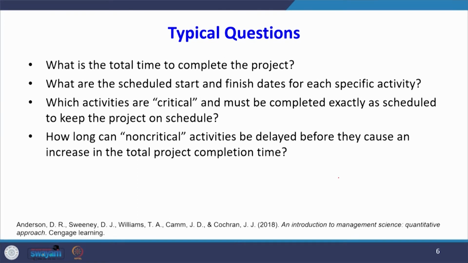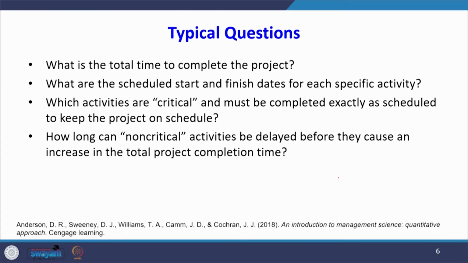What is the total time to complete the project? It is a very important question. How much time will it take to complete the project? What are the scheduled start and finish dates for each specific activity? If a project has n activities, you should know when the project should be started, when an activity will end, when an activity should be started, and when an activity will be finishing.